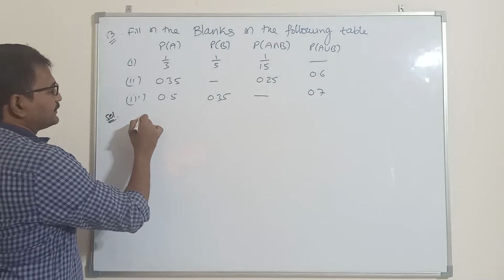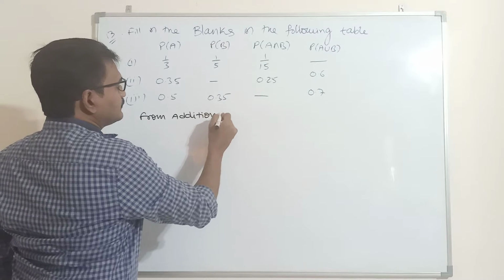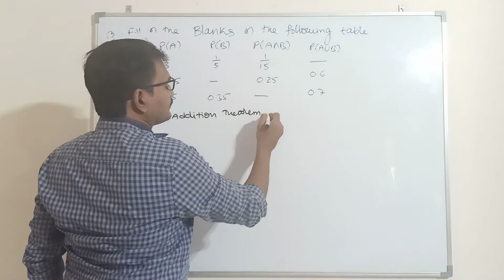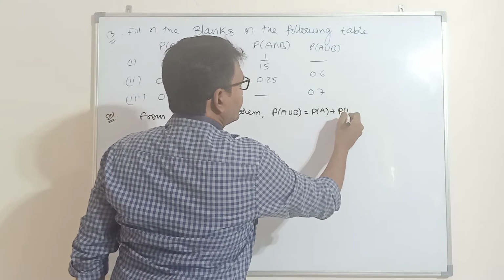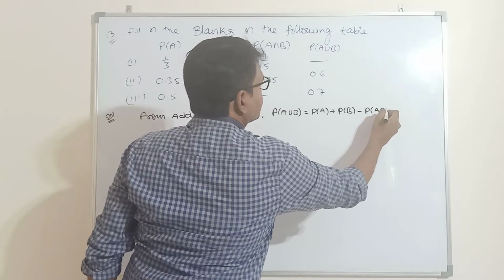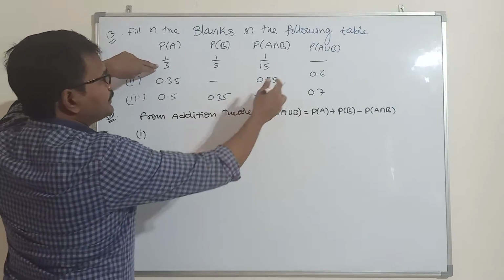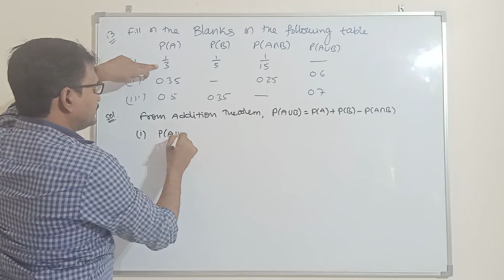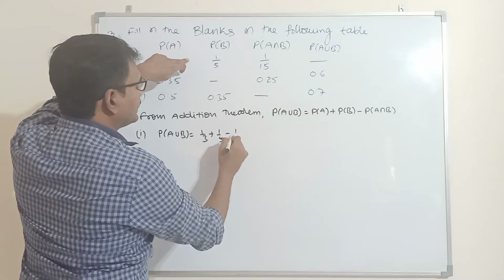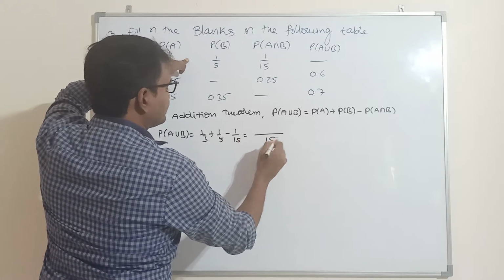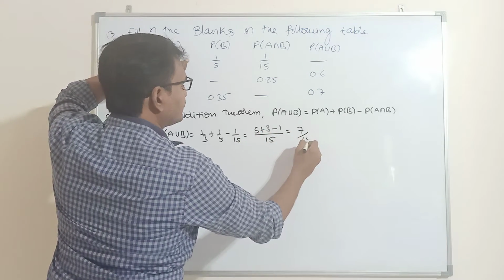So from the addition theorem on probability, the formula for P of A union B is P of A plus P of B minus P of A intersection B. According to this formula, in the first question we have to find P of A union B, which is equal to P of A given as 1 by 3 plus 1 by 5 minus 1 by 15. LCM is 15. 5 plus 3 minus 1, 7 by 15.